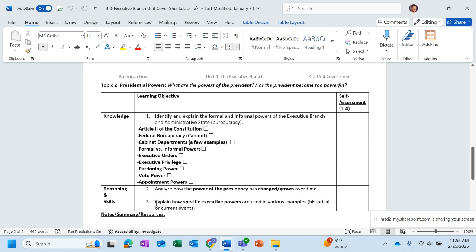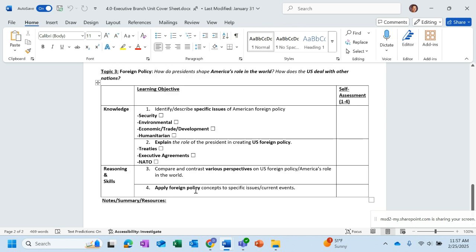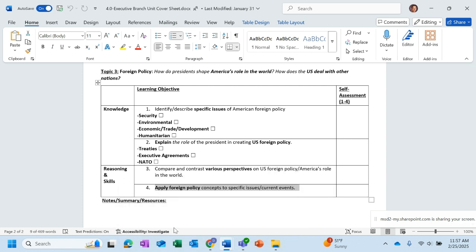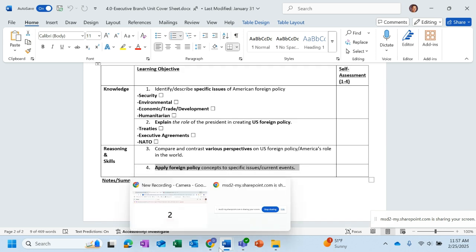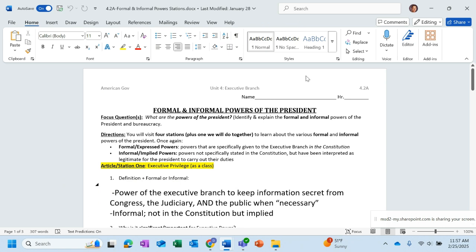And then you'll have your reasoning skills practice, which are usually going to be, why do I keep saying practice? Reasoning and skills are usually going to be these objectives right here. So talking about the growth of presidential power or specific executive powers in various examples, either historical or current or fictional hypothetical, comparing, contrasting different perspectives on foreign policy, and then applying them to current events would also be what that part of the test would look like. So I'm going to go through the review guide really quickly and kind of show you where some things are.